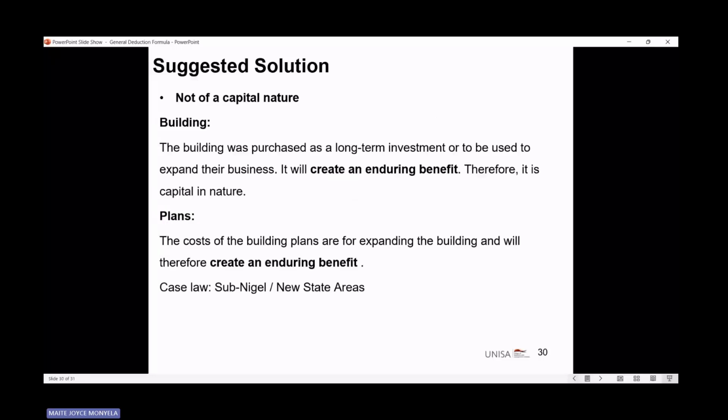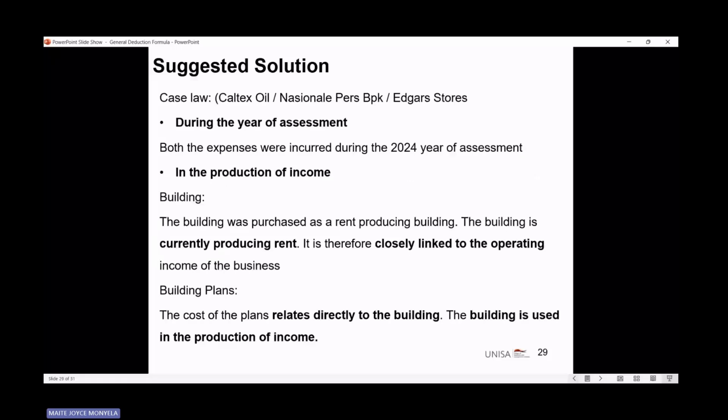Are we good? Do you mind just going through the not of a capital nature part again? Let me go through the theory and then apply it. Not of capital nature is not that easy.